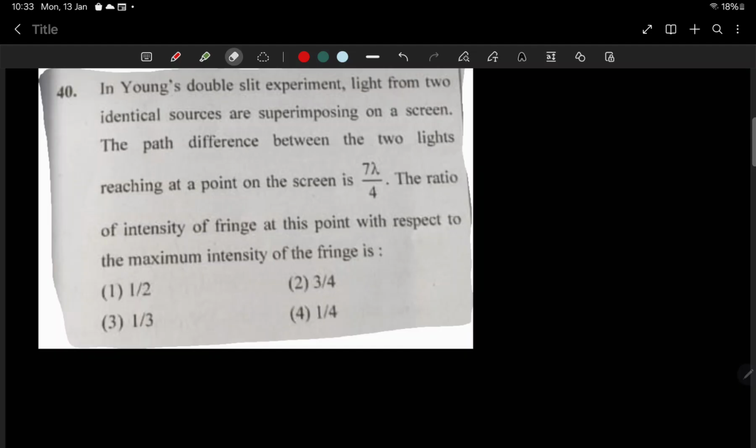Next is question number 40. Yes, so this will be the last question of this session. In Young's double slit experiment, light from two identical sources is superimposed on a screen. The path difference between the two lights reaching a point on the screen is 7 lambda by 4, that is, delta x is equal to 7 lambda by 4. Find the ratio of intensity of the fringe at this point with respect to maximum intensity.